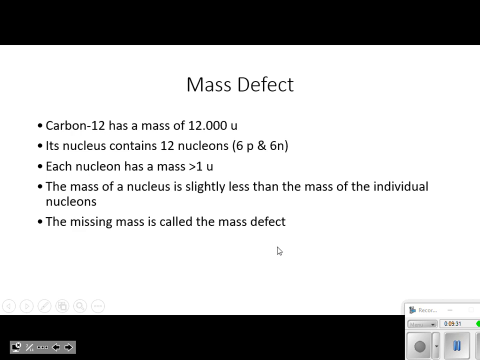We call that missing mass the mass defect. The mass defect is equal to the total mass of the nucleons minus the mass of the nucleus. That slightly less mass of the nucleus than the total of all 12 of those nucleons is the mass defect. Now, what's the big deal about the mass defect?